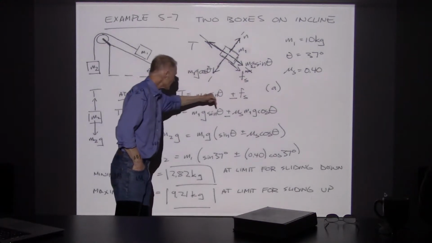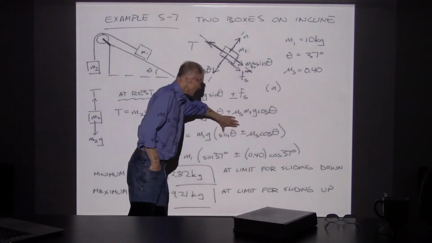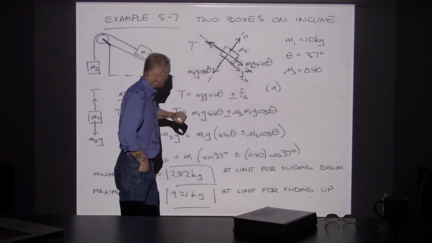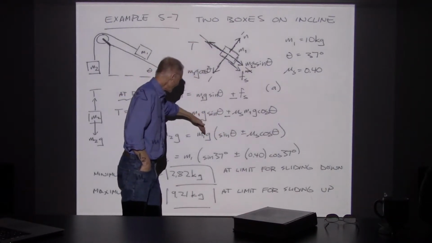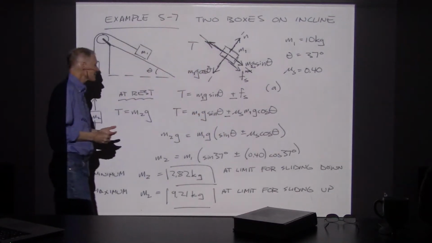Now notice, these can be combined. We saw that in some examples in the last lecture. So I'm factoring out the m1g. In fact, the g's cancel out.